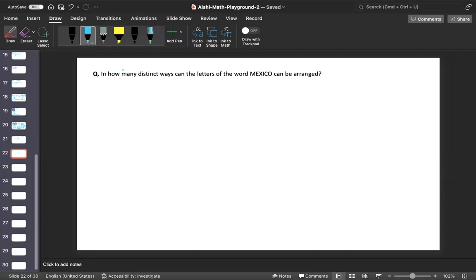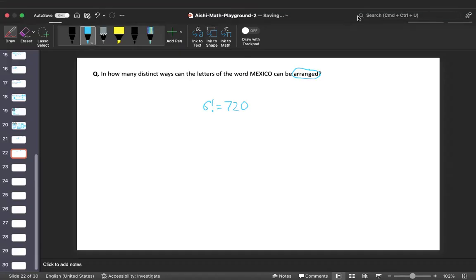Okay, second question. In how many distinct ways can the letters of the word Mexico be arranged? So again, this is permutations because we have the word arranged. And that means the order does matter. Mexico has 6 letters. So this would just simply be 6 factorial, which is 720. Easy, right?